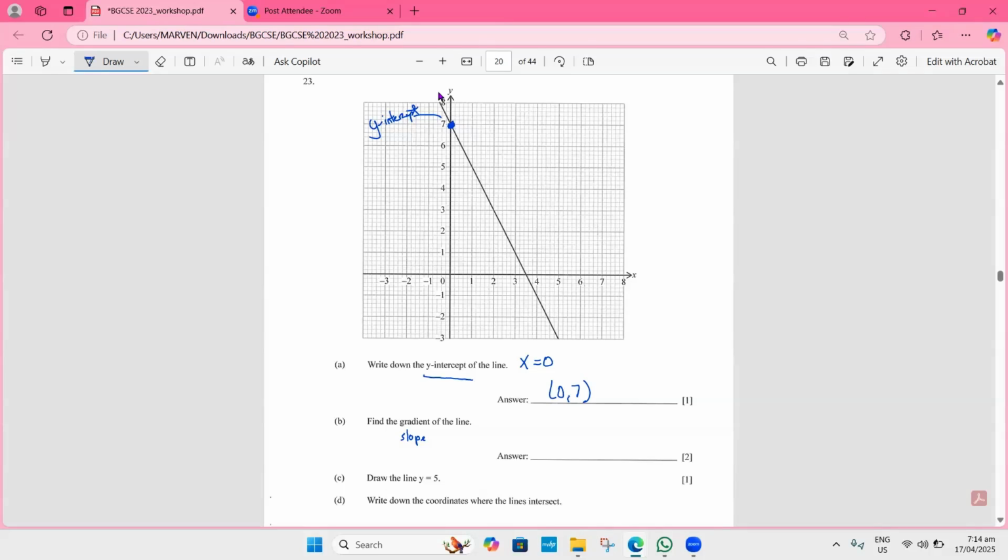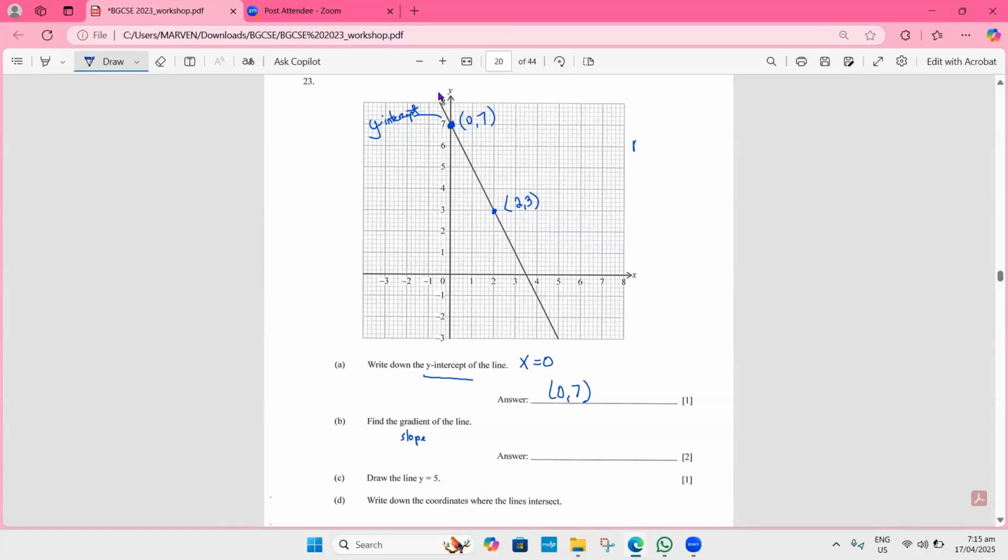It is decreasing. Now to solve for the gradient, we're going to identify 2 points on the line. We have 1, 0, 7, and then identify an exact point on the line. So we can have this point, and the coordinates are 2, 3.